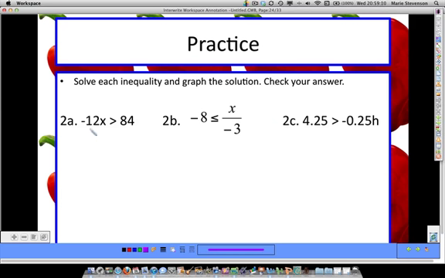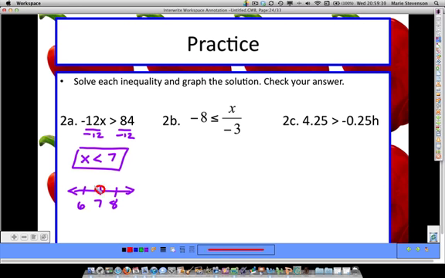So starting with A, remember it's ABC. Divide by negative 12, divide by negative 12. I get x less than, because I divided by a negative. And let's see, I believe 84 divided by 12 is 7. So we get x less than 7. So I'm going to do my graph. So less than, so it is open circle to the left.